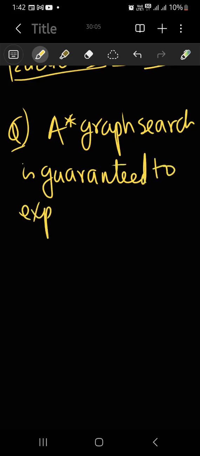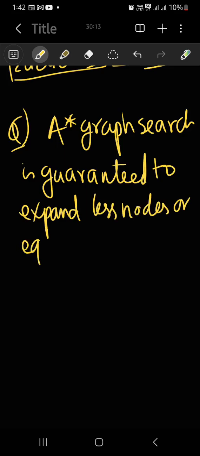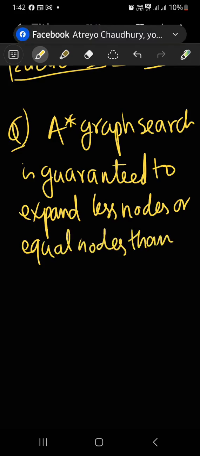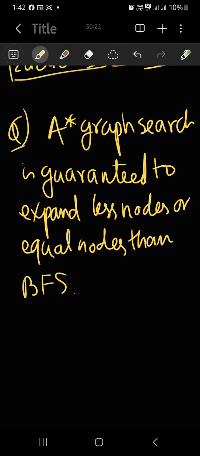Now think about this question and answer me. A star graph search is guaranteed to expand less nodes or equal nodes than breadth first search. So this is my claim. Now you have to say whether this claim is true or false.